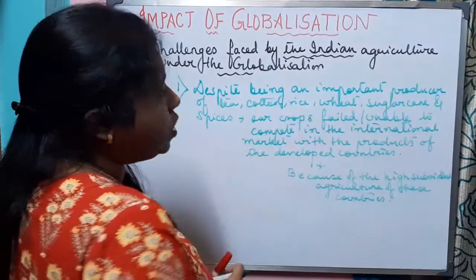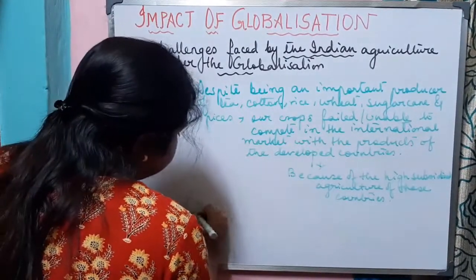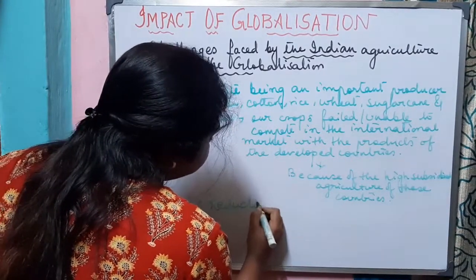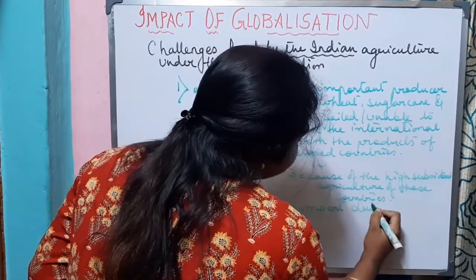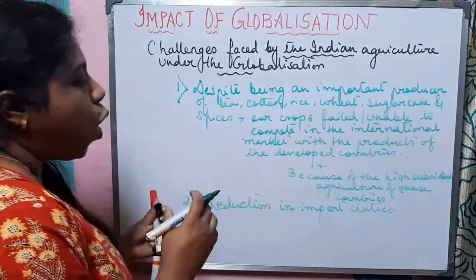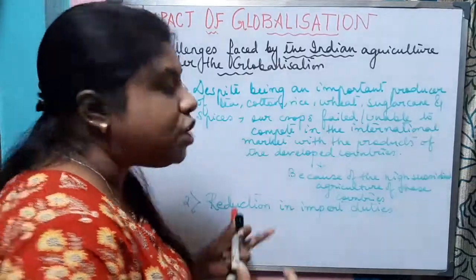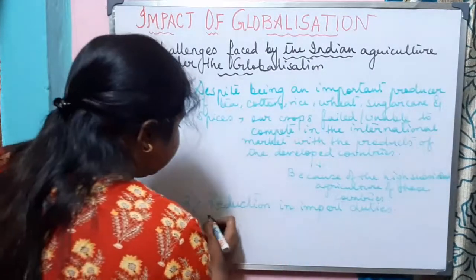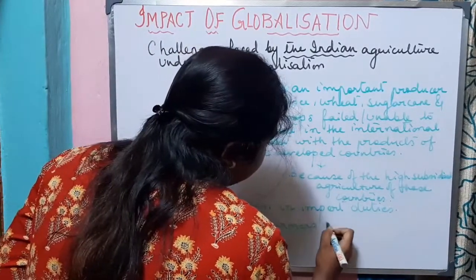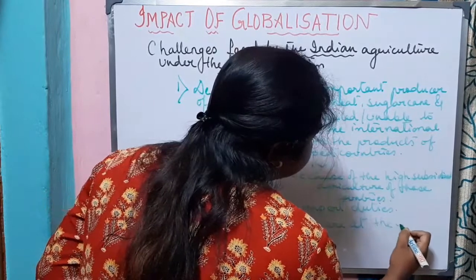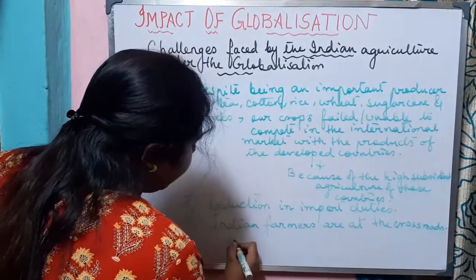Under the new economic policy, as globalization, liberalization, and privatization were introduced, it led to a reduction in import duties. As import duties are reduced, the price of the products imported from other countries becomes cheaper. Now the condition is that the Indian farmers are at the crossroads. Why? Because they are unable to compete.